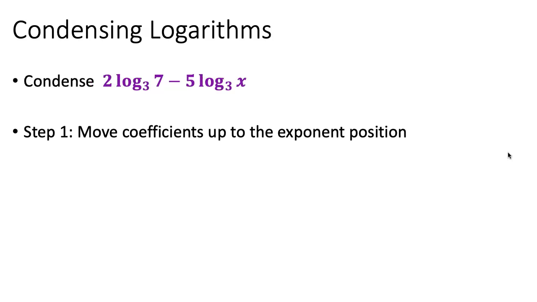Our first step is to move the coefficients up to the exponent position. So that's the 2 here. It's really 2 times log base 3 of 7. And the 5 here, it's really 5 times log base 3 of x, with the subtraction sign between them. We looked before that we could take exponents and move them in front to the coefficient spot. Well, now we're going to go the opposite way. We're going to take the coefficients and move them back up to the exponent position. There they are.